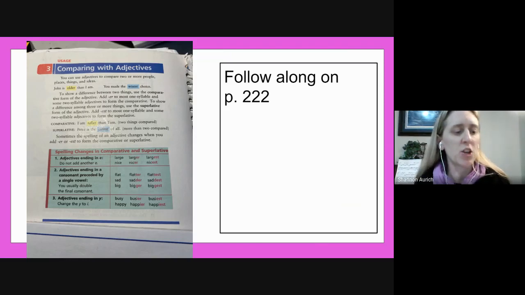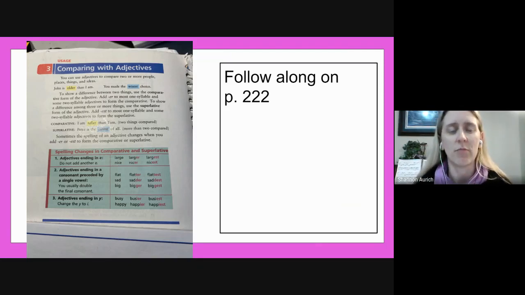To show the difference between two things, use the comparative form of an adjective by adding an ER to the ending of the adjective. To compare more than one thing, use the superlative form. You're going to use the EST ending. Now, sometimes you have to change the spelling. Look at the green box. Adjectives that end with an E do not add another E. The E is already there for you. So instead of adding ER, if it already ends with an E, you just add the R. Or instead of adding EST, you just add the ST.